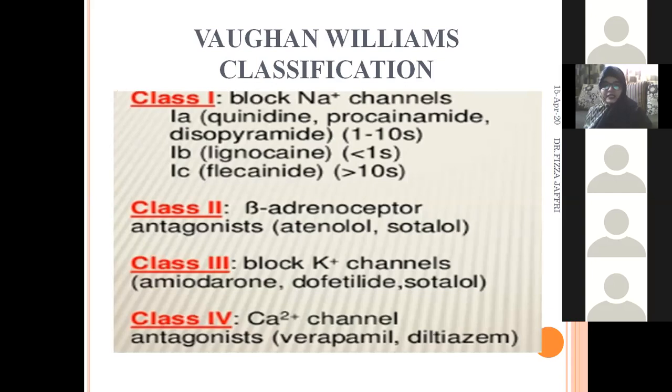Class 2 are the beta adrenoceptor blockers: atenolol, sotalol, propranolol. And class 3 is potassium channel blockers, which includes amiodarone. We are going to discuss amiodarone. Class 4 includes calcium channel antagonists, which includes the prototype verapamil and diltiazem.